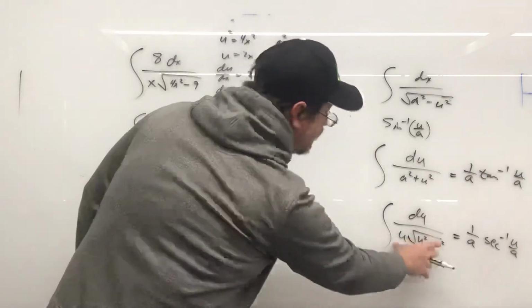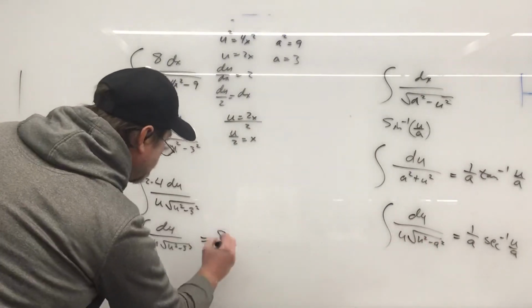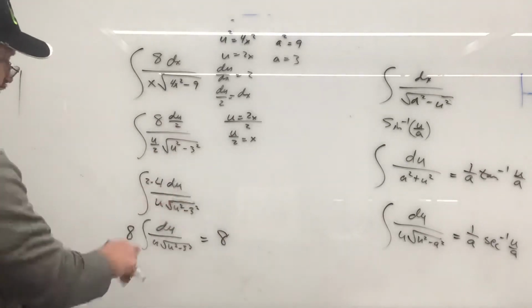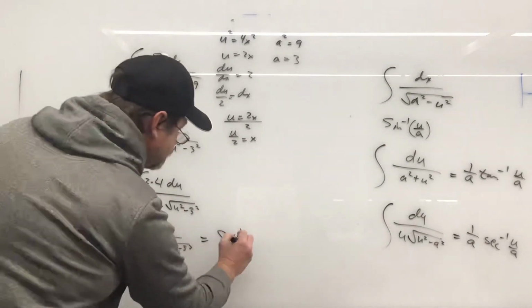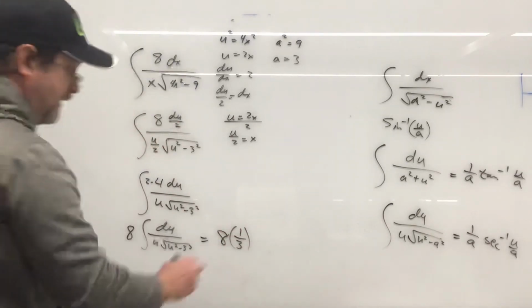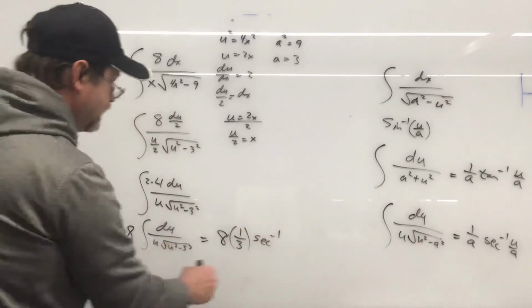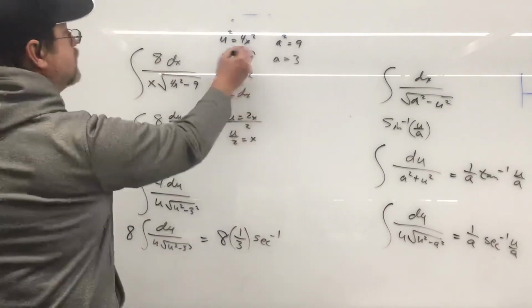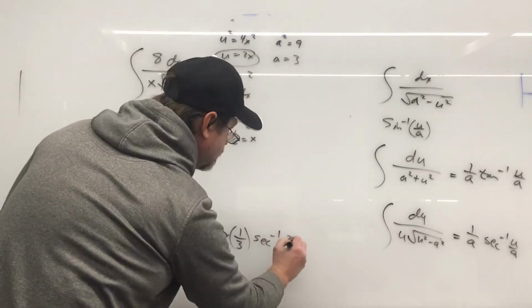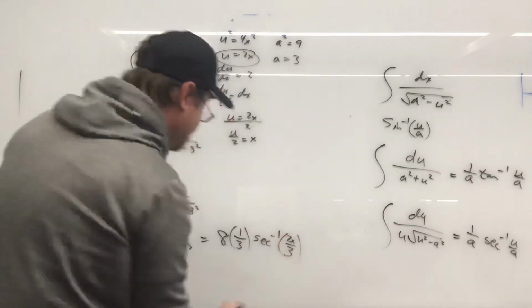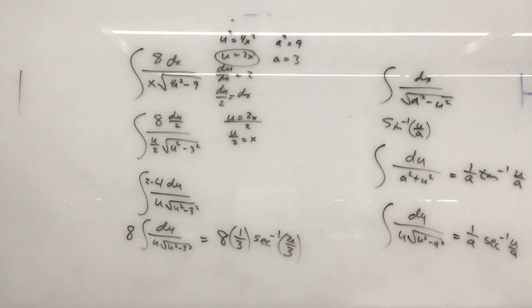And so if I have that form, I've still got my 8, but then in addition I've got 1 over a, and I've got an inverse secant of u over a, and u is 2x. So I have that, and I'm done.